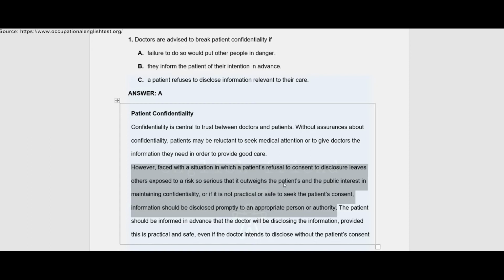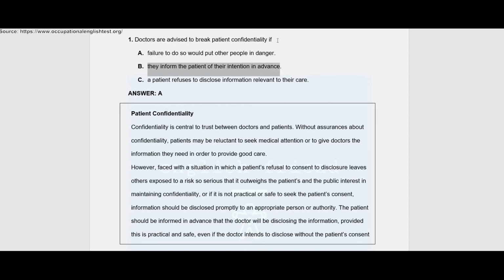So it means if a patient's refusal to consent to disclosure results in putting other people in danger or risk, or if it is not practical or safe to seek the patient's consent, then the doctors can break patient confidentiality. So that's why the answer here is A. So it is right. Now let's discuss option B.